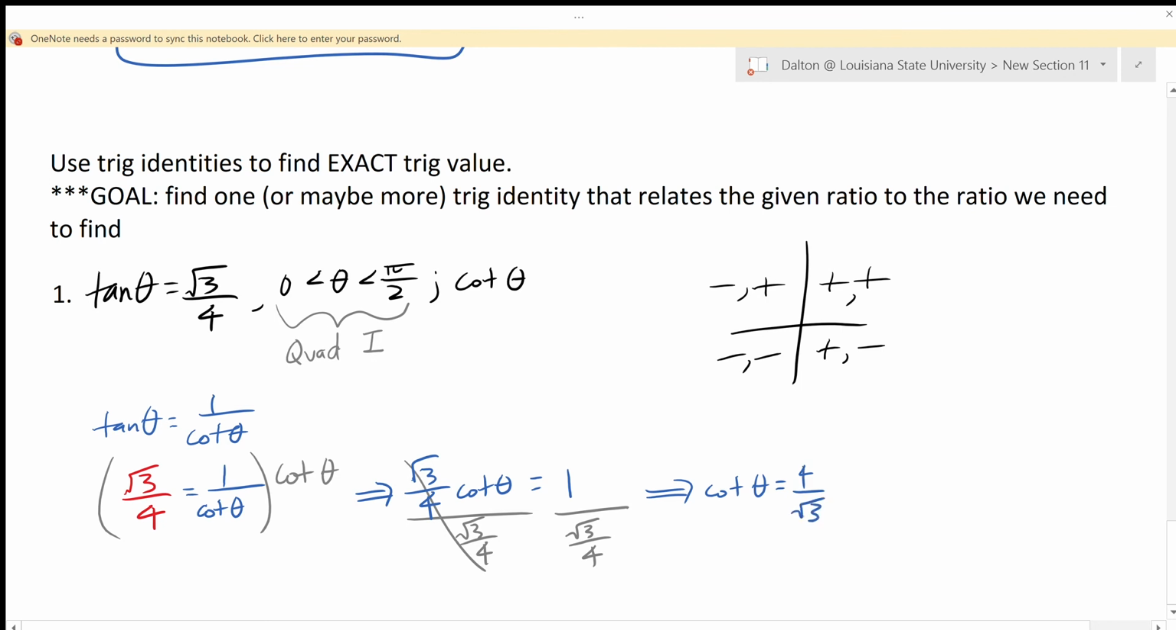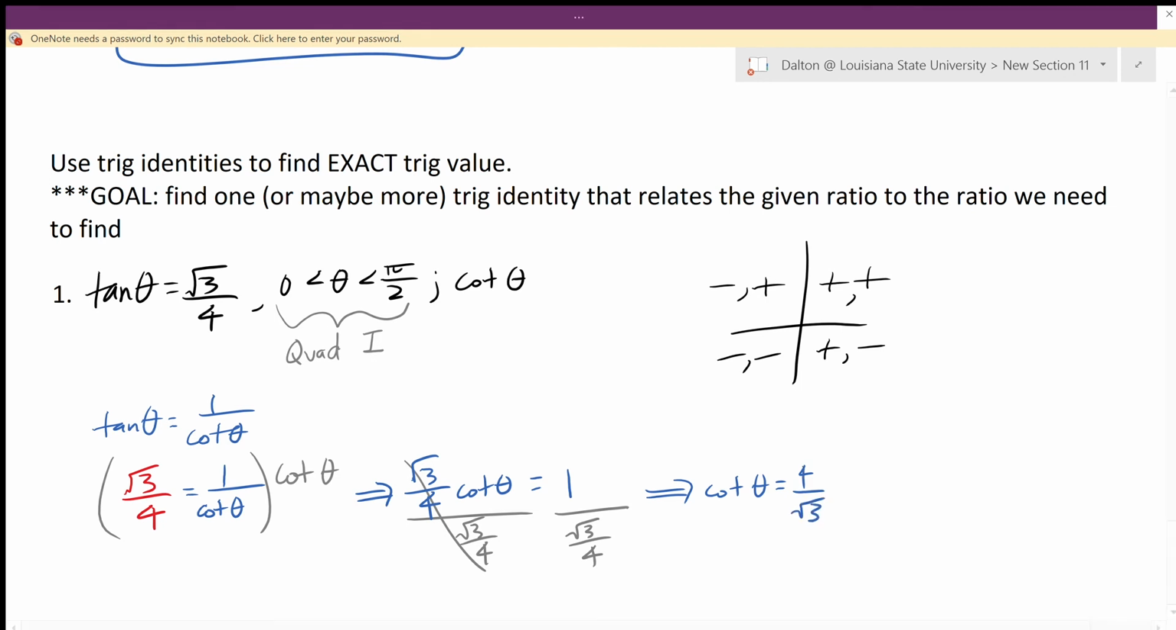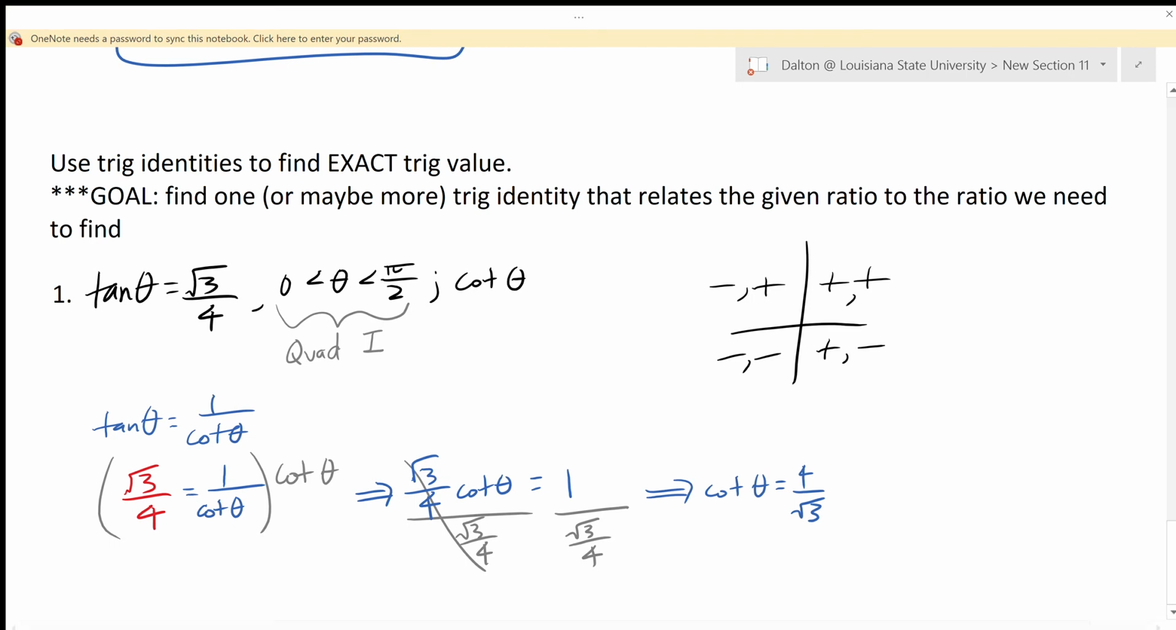4 over the square root of 3, right? It's just the reciprocal. But then you have to simplify this by rationalizing your denominator. And then when you multiply straight across, you should end up with the cotangent of theta being 4 square roots of 3 over 3.